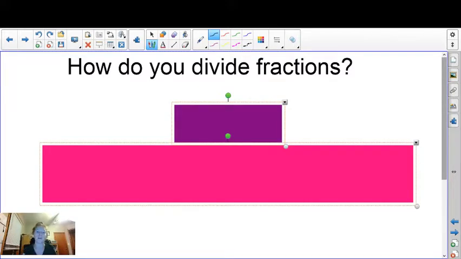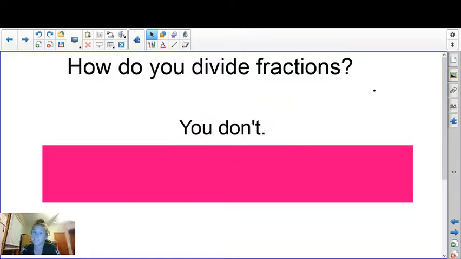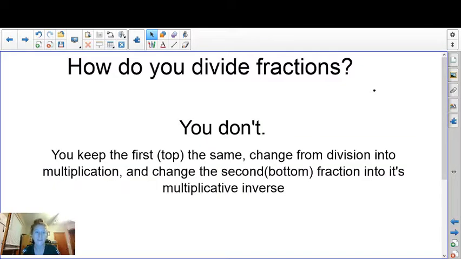How are we going to divide fractions today? Because we know that fractions are just division problems, and if I have division problems over division problems, well then it's more just division. So how do you divide fractions? You don't. You keep the top or the first the same, change from division to multiplication, and change the second or the bottom fraction into its multiplicative inverse.